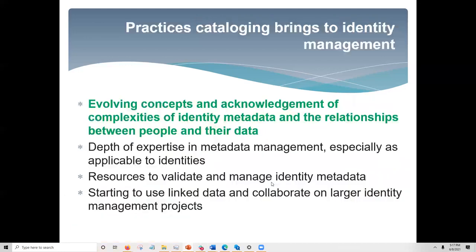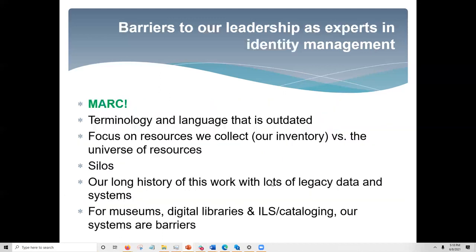So, practices in cataloging bring us to identity management. Certainly, we have a good understanding of the evolving concepts and the complexities of identity metadata and the relationships between people and their data. We do have that depth of expertise in metadata management, especially as applicable to identities. We do have resources to validate and manage identity metadata, and we are starting to use linked data, but this is far from the norm, but we're starting to.